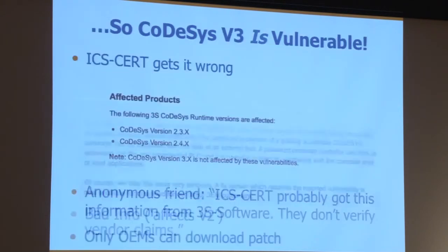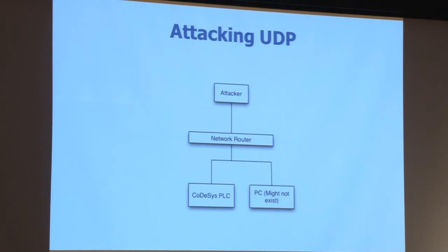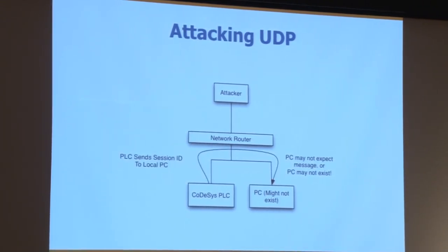So the problem is that if you attack the controller from a different network, you send a session request to the PLC as an attacker through a router. The PLC will receive that packet and will generate a reply, but it has to decide who to send that reply to. Well, it turns out it will send it to a computer on the local network with the PLC.